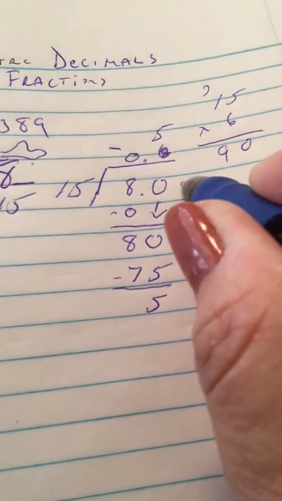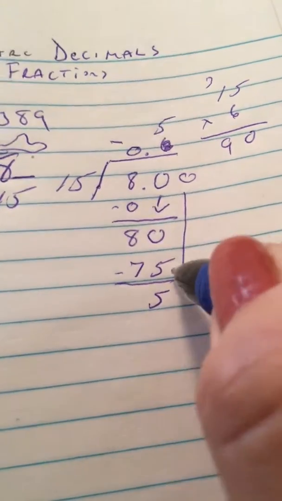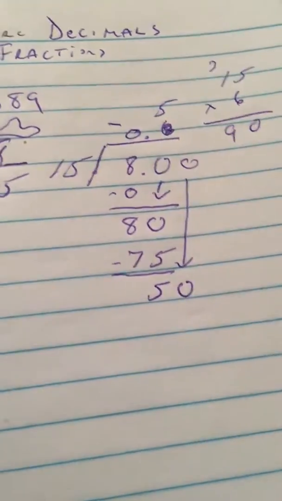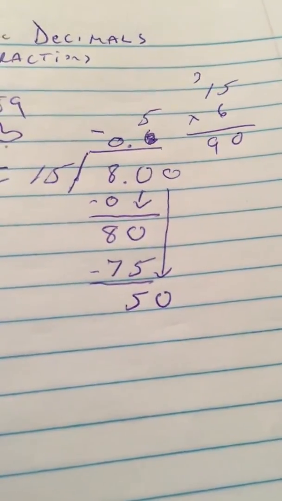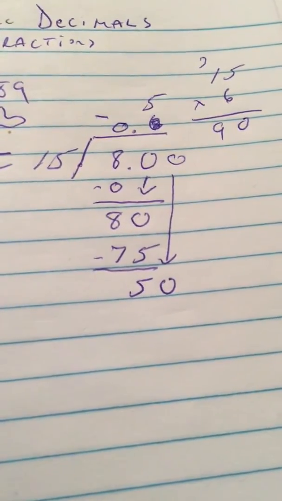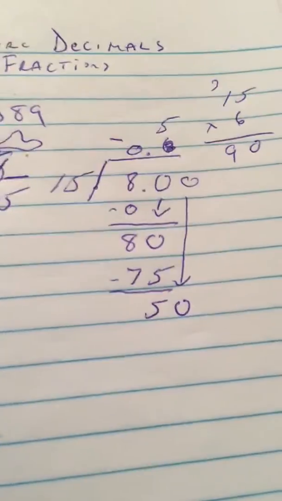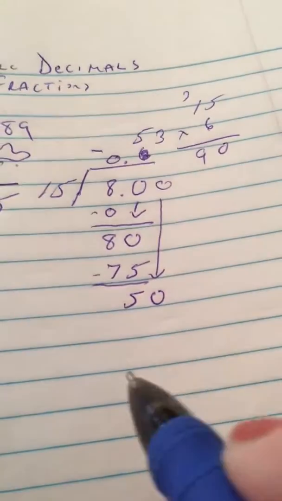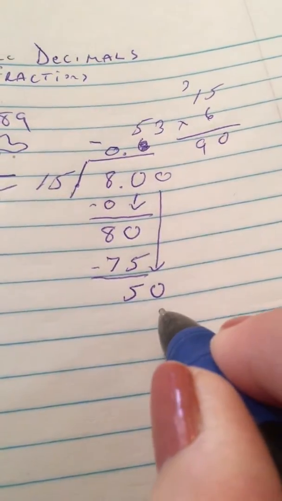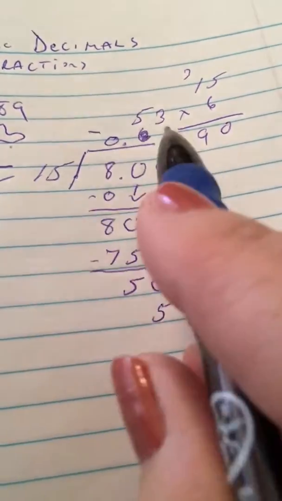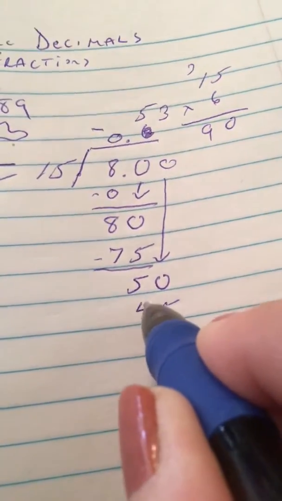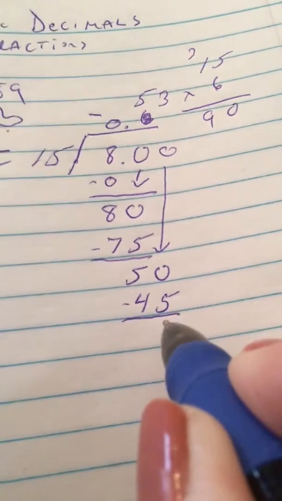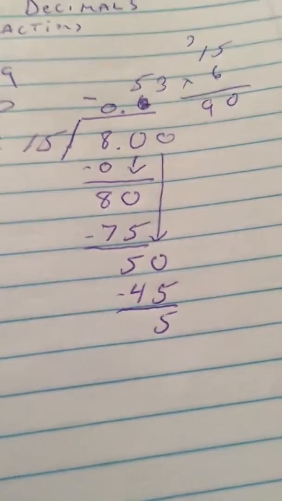And I'm going to annex a 0. Okay, how many times will 15 go into 50? 15 times 4 is 60. So I'm going to use a 3. 5 times 3 is 15. Put down the 5, carry the 1. 1 times 3 is 3, plus 1 is 4. There's the 5 again.